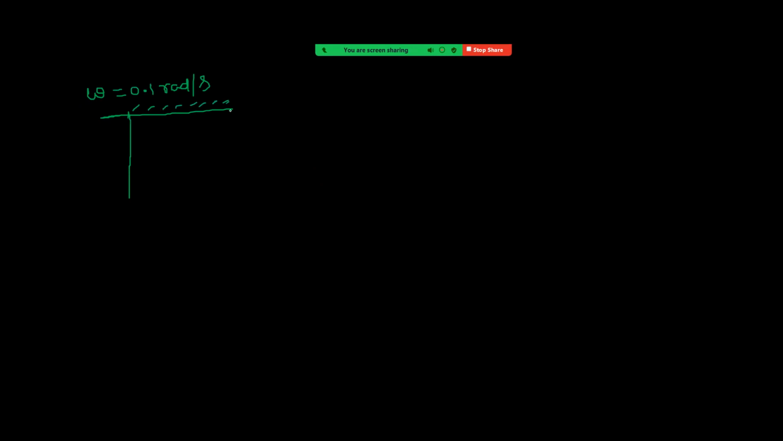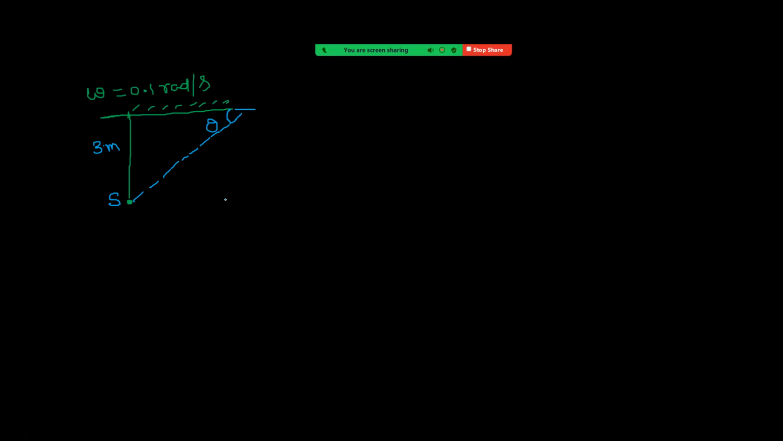This is the wall. This is that spot. This is the spotlight. Now this light is falling on the wall. This angle is given as theta. And this distance is given as 3 meter, right? Okay. Now see how to find velocity.